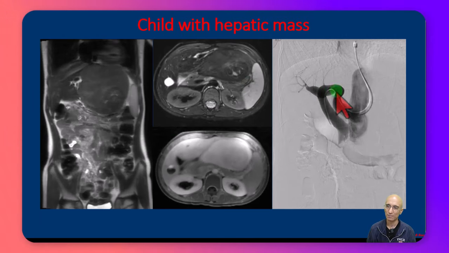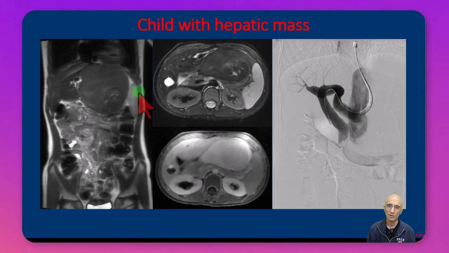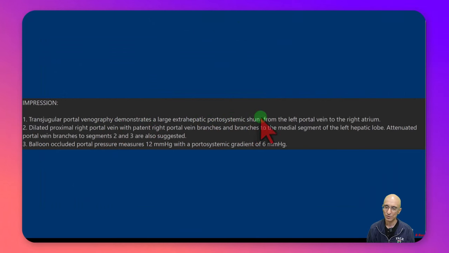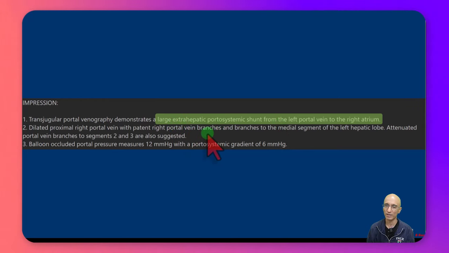congenital extrahepatic portosystemic shunt, an abnormal vessel connecting the left portal vein to the IVC, who over span of many years has developed multiple nodules throughout the liver. The largest lesion in the left lobe of the liver has rather unusual imaging appearances with mass within mass, also retains hepatobiliary contrast agent. So this was the impression from the venogram images, which confirmed the large extrahepatic portosystemic shunt from the left portal vein to the right atrium.